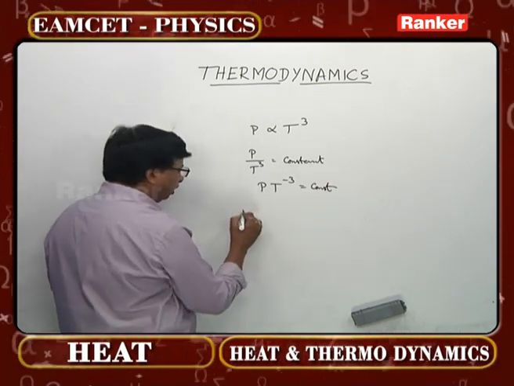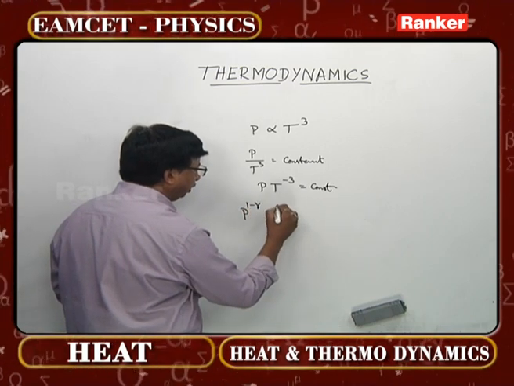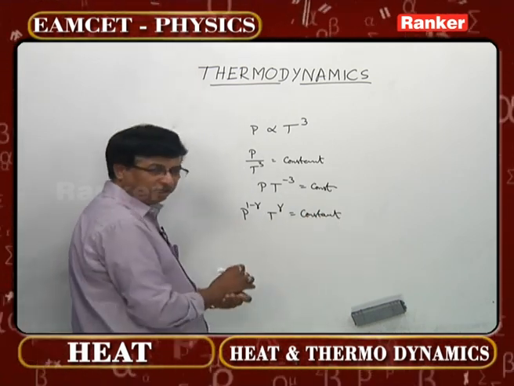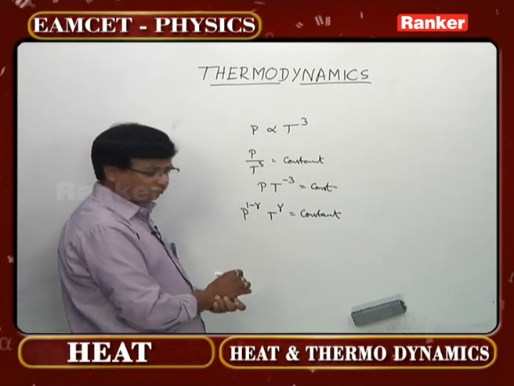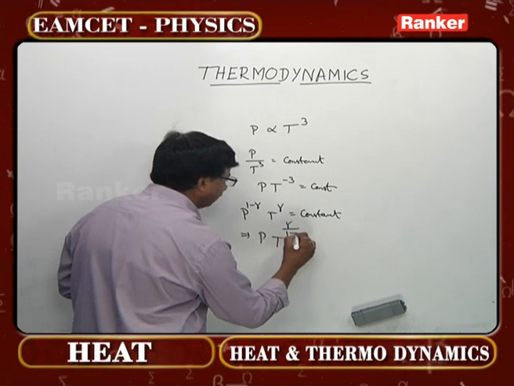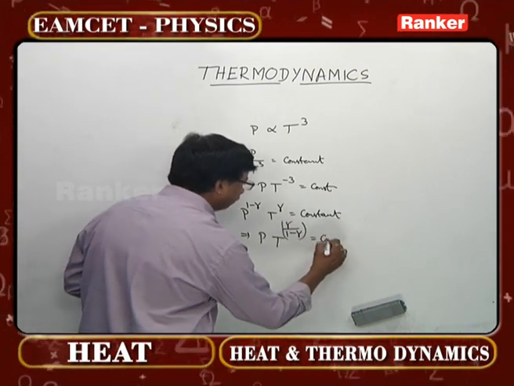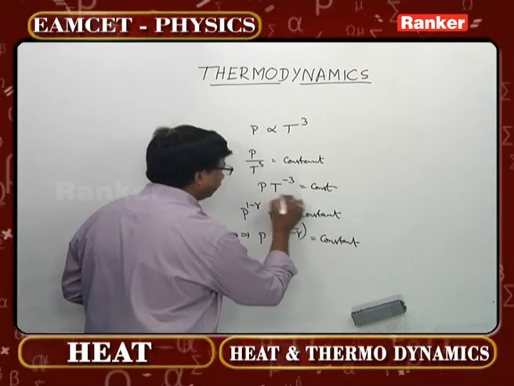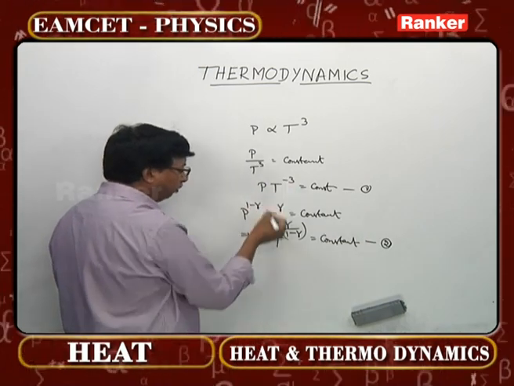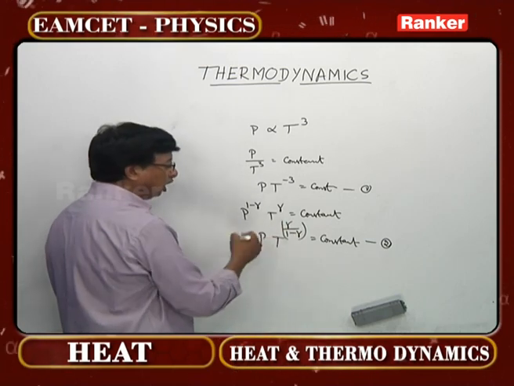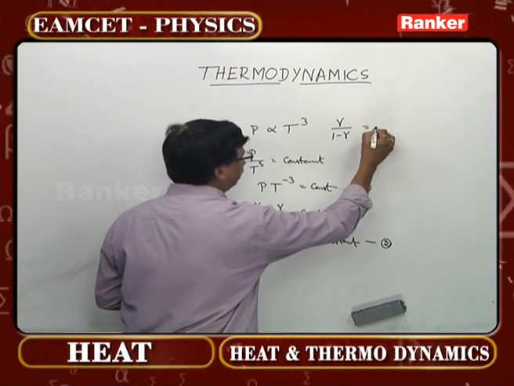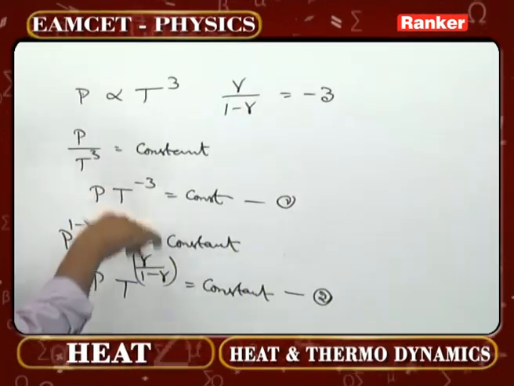But we know pretty well P to the power 1 minus gamma into T power gamma is constant, is the relation between P and T when we consider an adiabatic process. Then how to rewrite this one now? P into T power gamma by 1 minus gamma is equal to constant, I can write directly. Now just compare this given equation and this known equation, please. P is common, T power minus 3 over there, here is T power gamma by 1 minus gamma. So I can write gamma by 1 minus gamma must be equal to minus 3. That is the relation between these two.